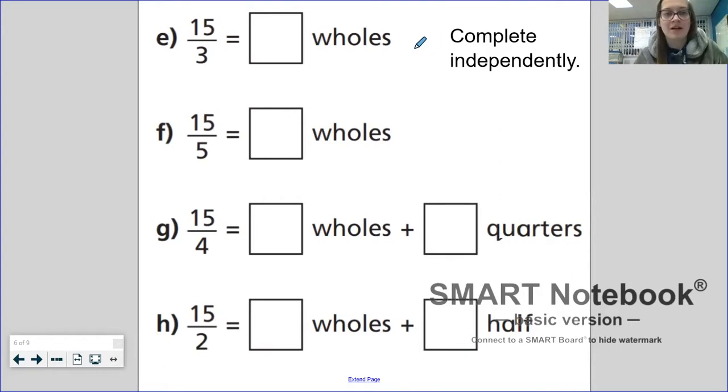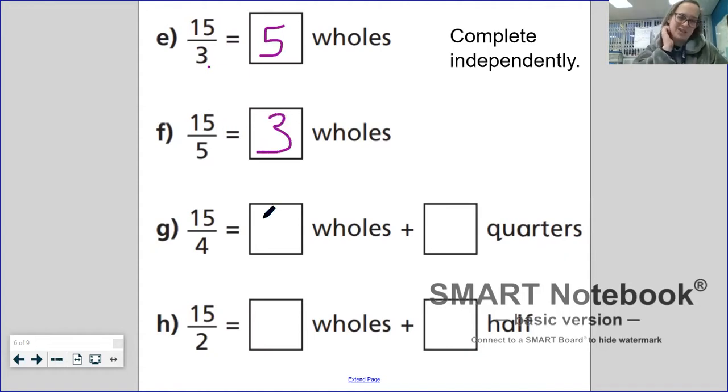Okay, welcome back. So I'm going to count in 3s to get to 15. 3 thirds would be 1, 6 thirds would be 2, 9 thirds would be 3, 12 thirds would be 4, 15 thirds would be 5 wholes. Now 15 fifths. So let's count in 5s. 5 fifths is 1, 10 fifths is 2, 15 fifths is 3 wholes.